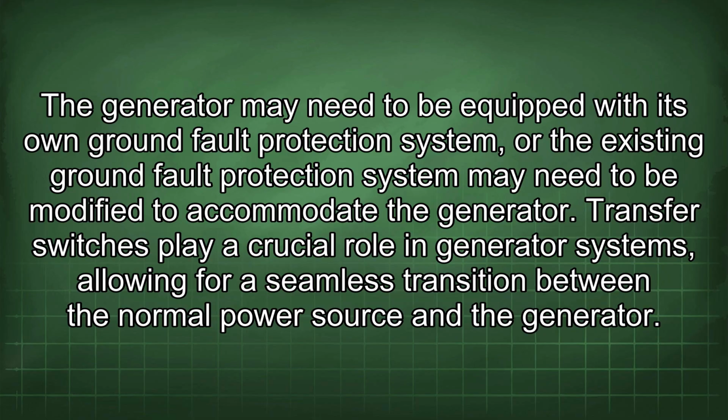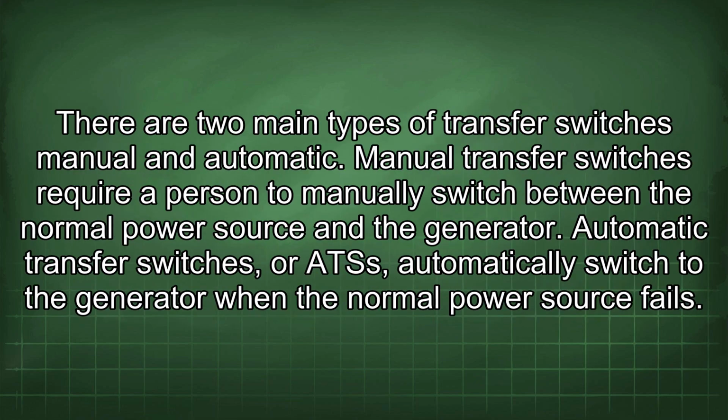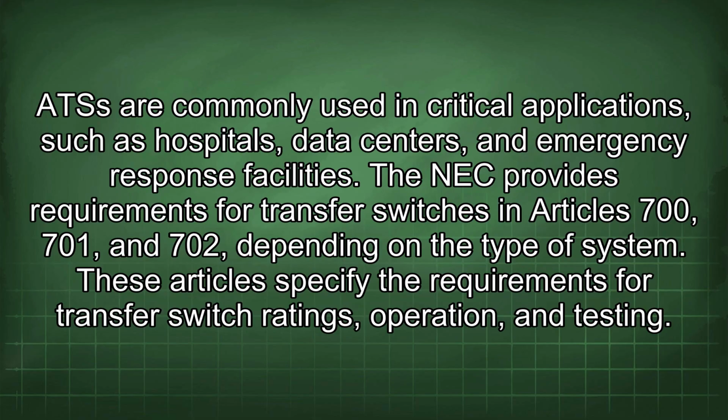Transfer switches play a crucial role in generator systems, allowing for a seamless transition between the normal power source and the generator. There are two main types of transfer switches: manual and automatic. Manual transfer switches require a person to manually switch between the normal power source and the generator. Automatic transfer switches, or ATSs, automatically switch to the generator when the normal power source fails. ATSs are commonly used in critical applications such as hospitals, data centers, and emergency response facilities.